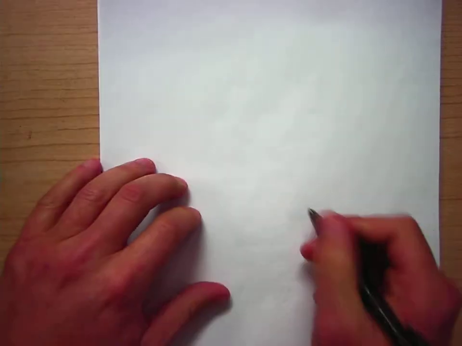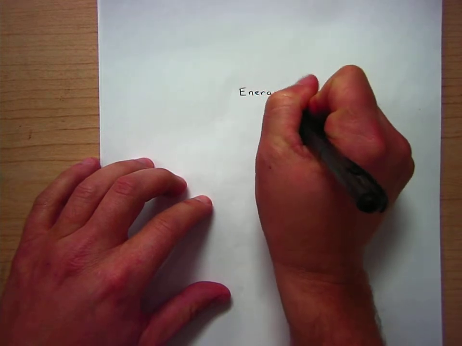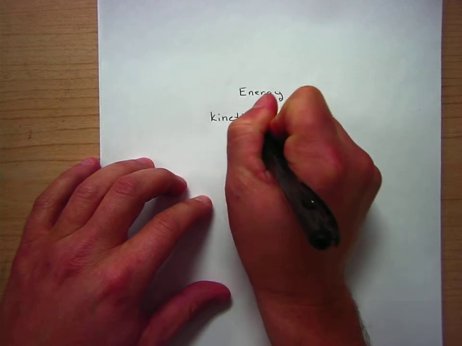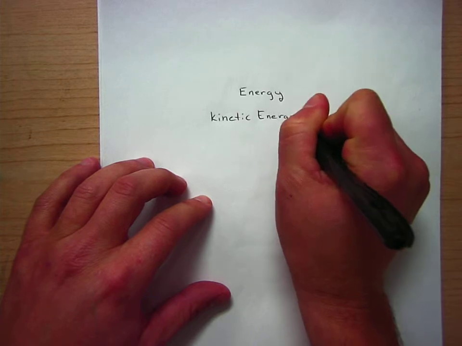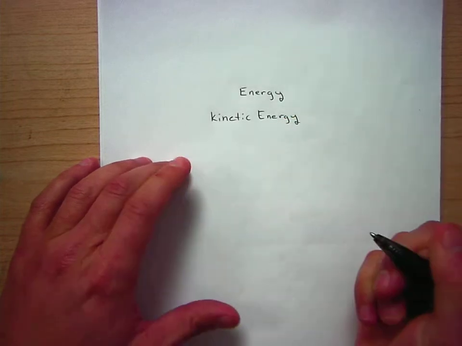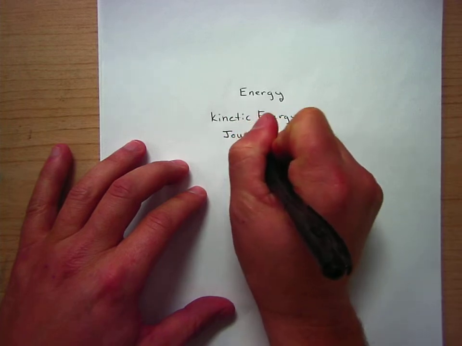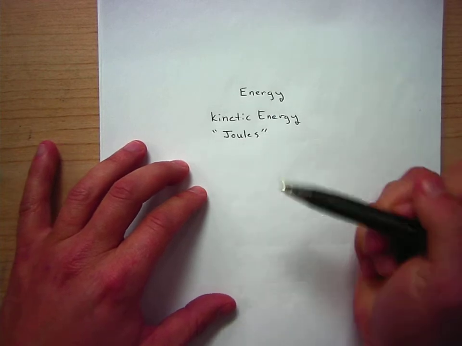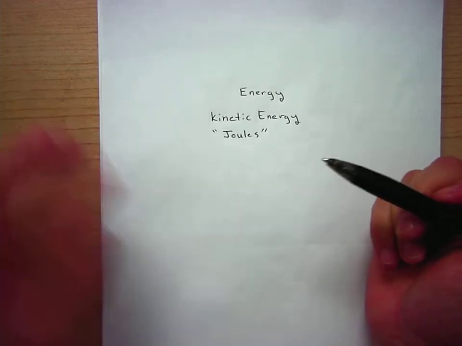All right, what we're going to be talking about over the next couple of weeks are different types of energy. The first one that we'll talk about is kinetic energy. Let's start with the unit for kinetic energy first. The unit for kinetic energy is joules. The unit for any energy is going to be joules. So let's keep that in the back of our mind as we go through the next couple of lectures.